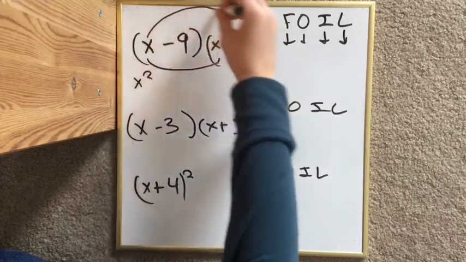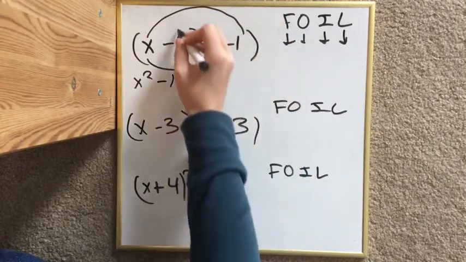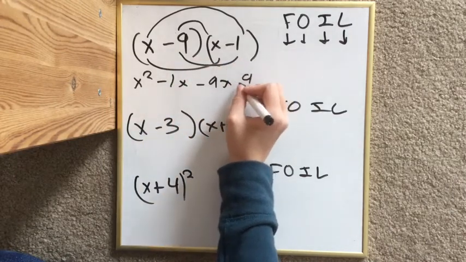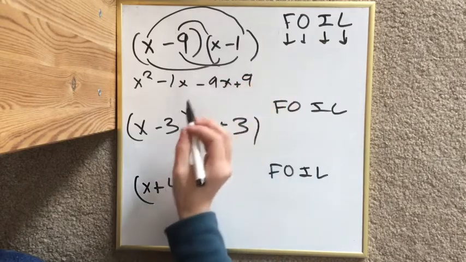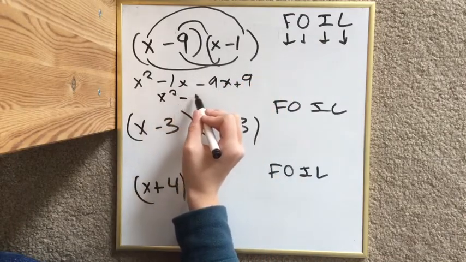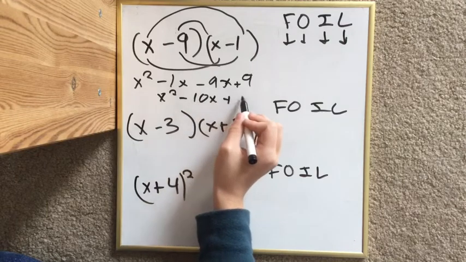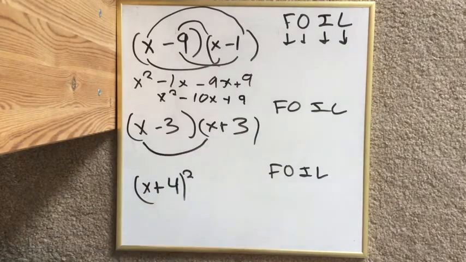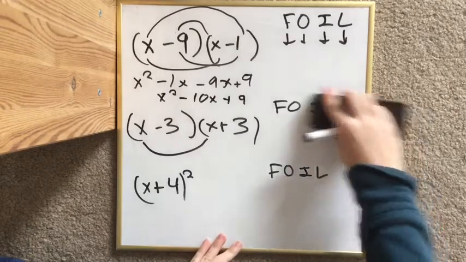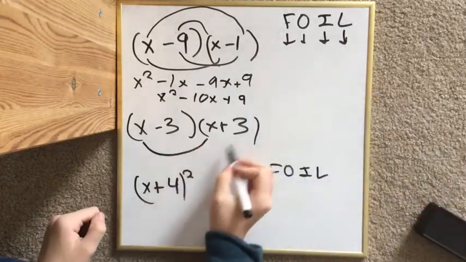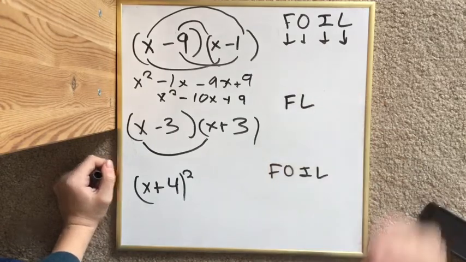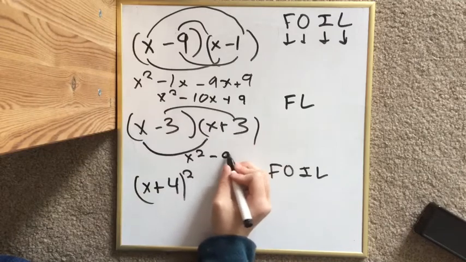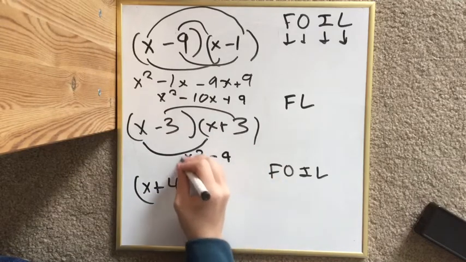First terms, x squared. Outer terms, minus 1x. Inner terms, minus 9x. Last terms, plus 9. Okay? So that'll simplify to x squared minus 10x plus 9. Sorry about the messy handwriting. It was kind of a tight space. Okay? So if you were observant, you would notice that we do not have to FOIL this. It's just first and last. Okay? So we have first terms, x squared, last terms, minus 9. That one was pretty fast, as you can see, since we don't have to FOIL it.